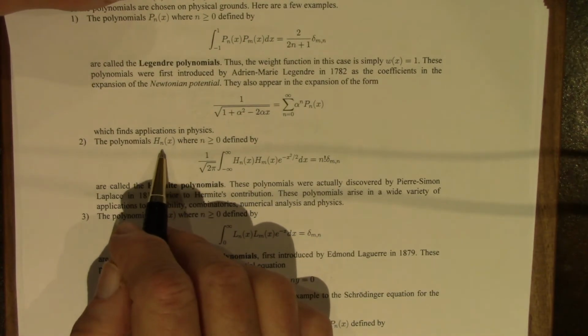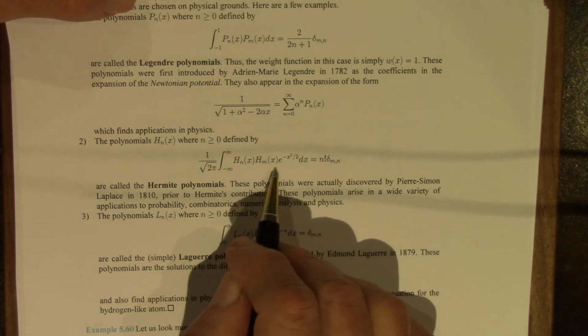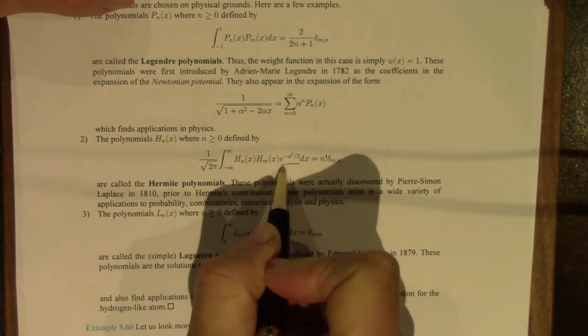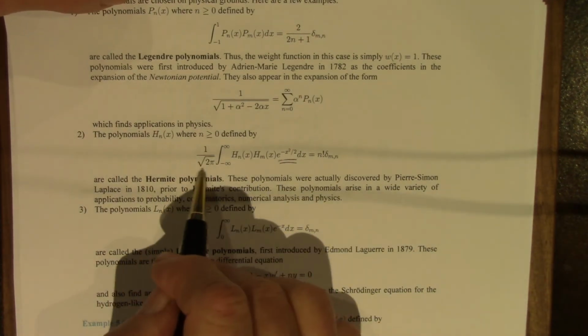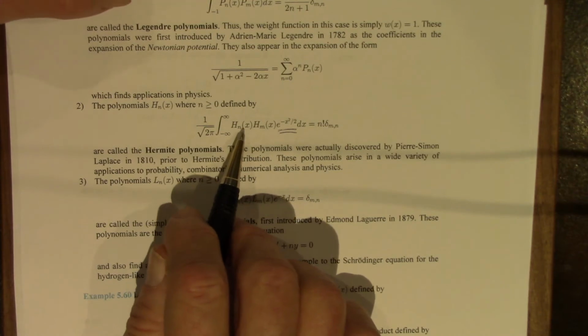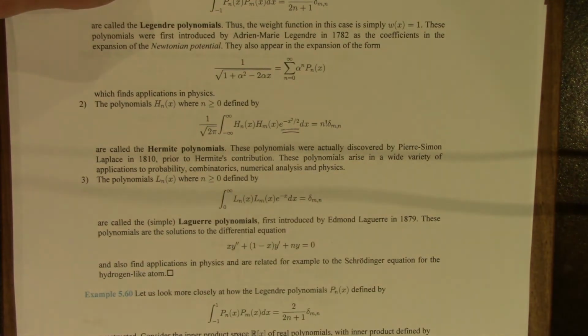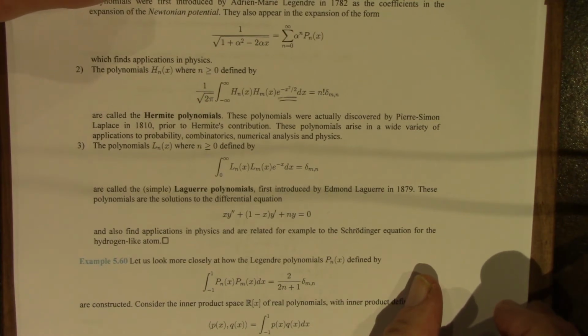The polynomials h sub n of x defined this way are called the Hermite polynomials. So now our weight function is this exponential, e to the negative x squared over 2. And all these constants, the 1 over square root of 2 pi and the n factorial, again, are chosen on physical grounds. These Hermite polynomials were actually discovered by Laplace in 1810, before Hermite's contribution, so Laplace missed out on them being named after himself, got a bad deal there.